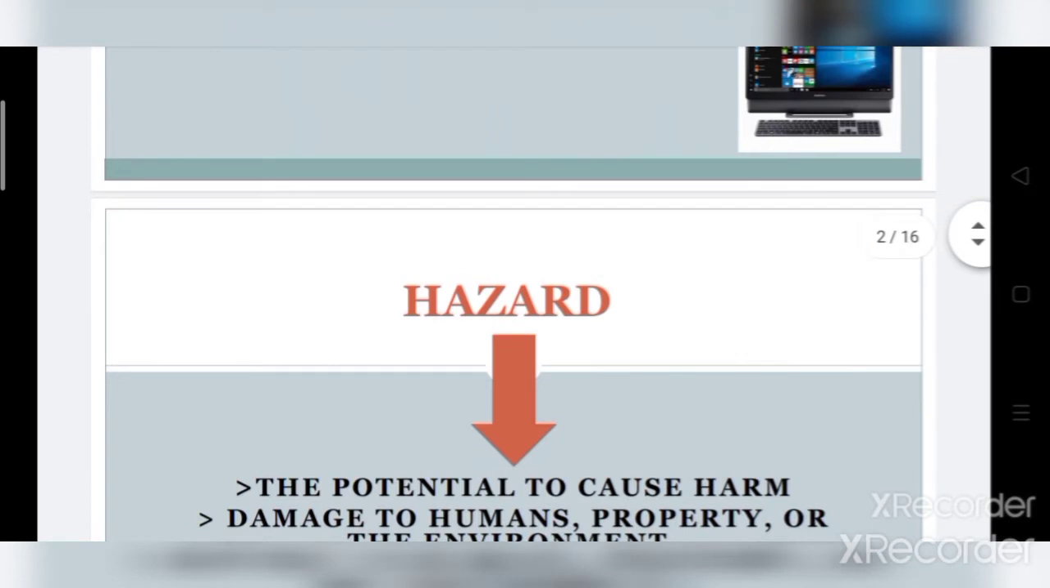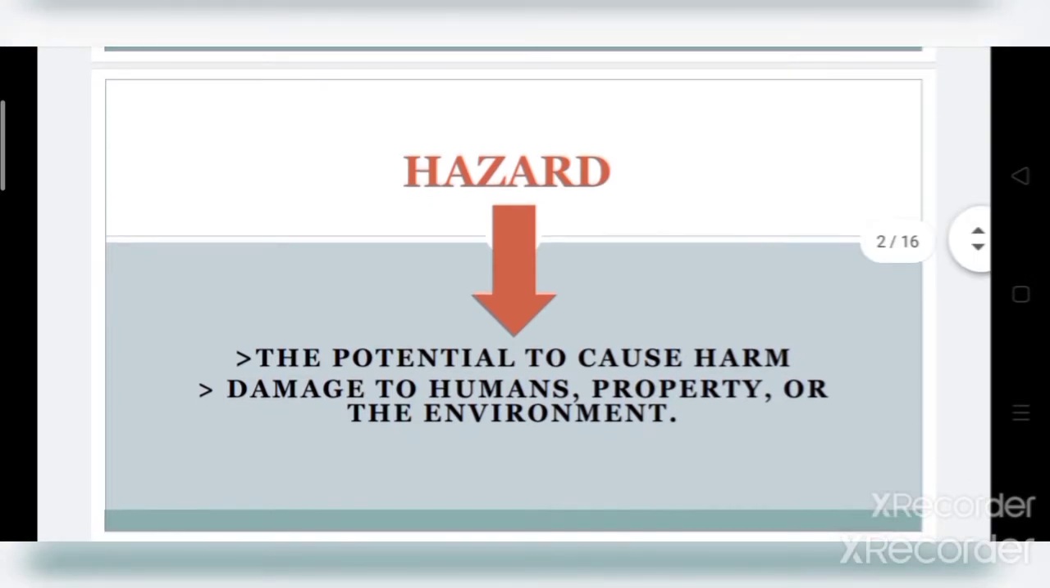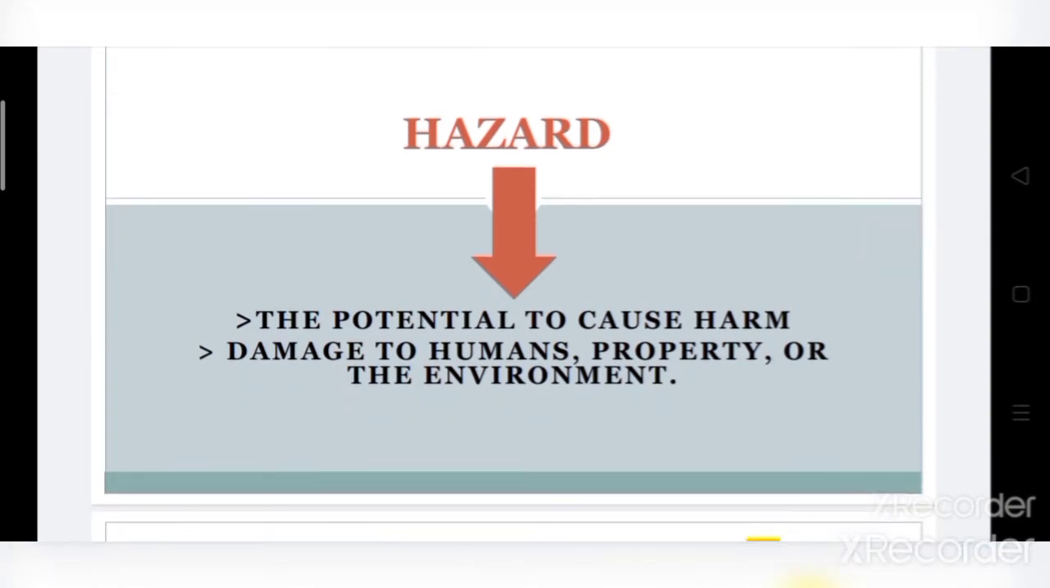So hazard. First, think about what the meaning of hazard is. Every substance and every material has an inherent property, a potential to cause harm or damage to humans, our properties, our environment. Man and material will lose something. This is called hazard. So hazard means the potential to cause harm, damage to humans, properties and the environment.